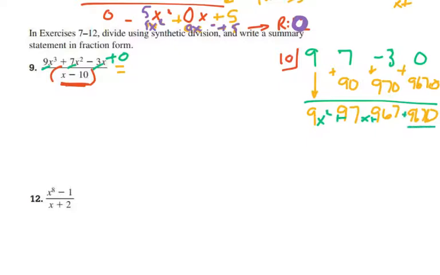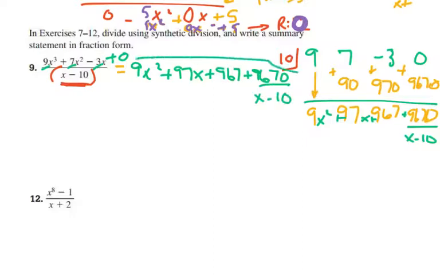All right, so our official result then is that we get 9x squared plus 9x plus 967, and then our remainder of that 1,000 number over x minus 10. So we get to say that it equals, again, 9x squared plus 97x plus 967 plus our fraction of 9,670 over x minus 10. It's a really ugly answer, but that's our answer. Sweet.